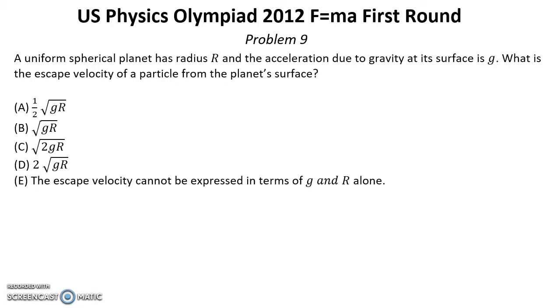Problem number 9. A uniform spherical planet has a radius r and the acceleration due to gravity at its surface is g. What is the escape velocity of a particle from the planet's surface?